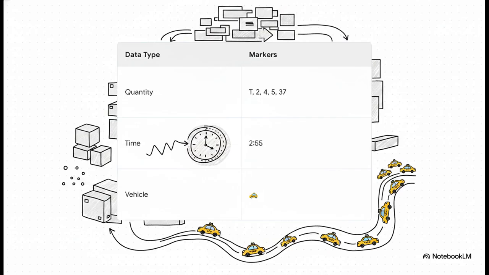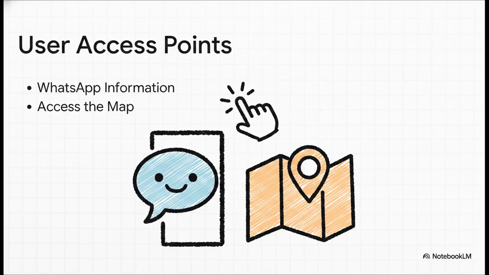It's incredibly intuitive. Now, to make all of this data actually accessible and usable, the system offers some really seamless entry points. First up, you've got Informazioni su WhatsApp, which integrates direct information requests through the messaging app we all use every day. Second, there are direct Accedi alla mappa buttons that allow users to instantly jump right into that interactive map view we just talked about. It's all about reducing friction, right? Keeping the operators directly connected to the data without any roadblocks.